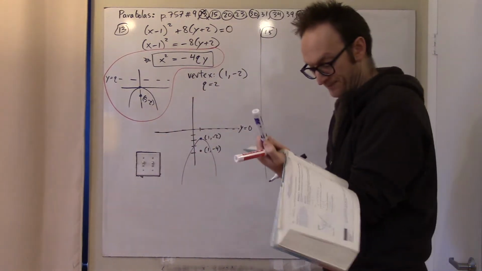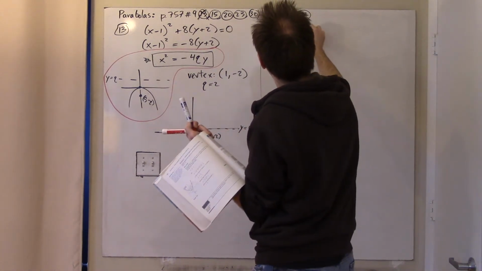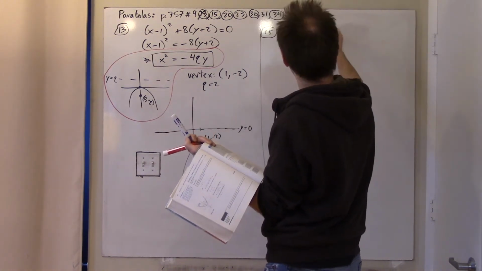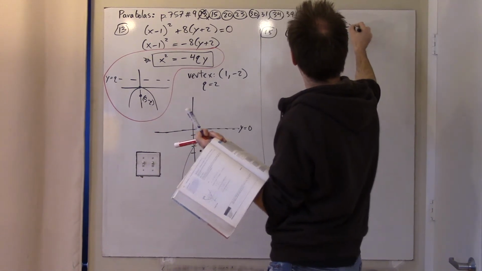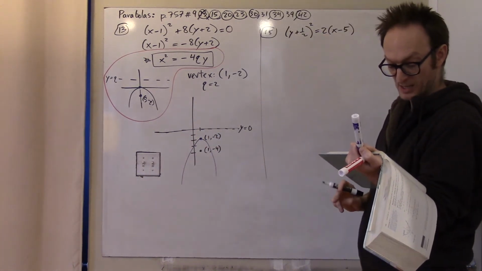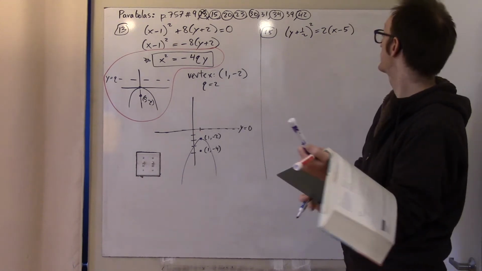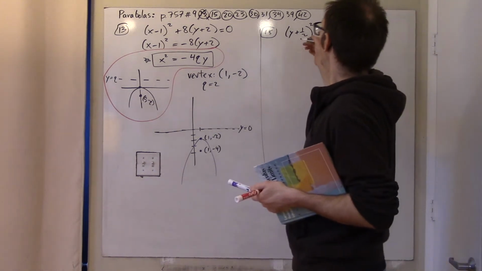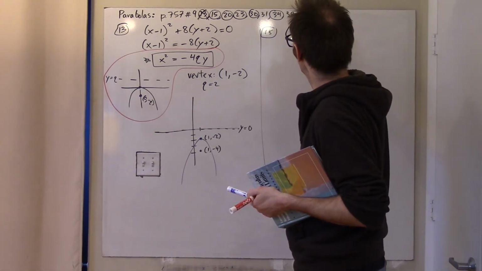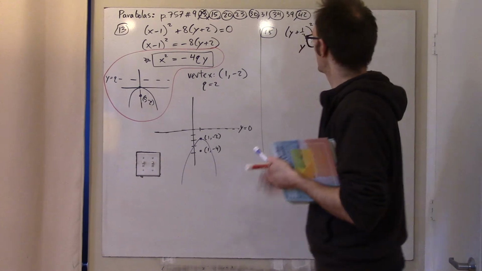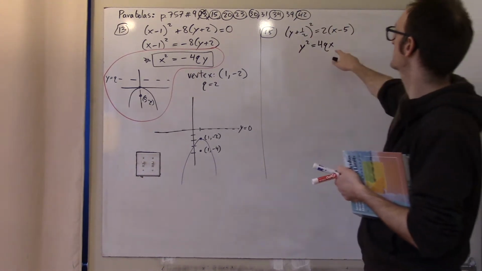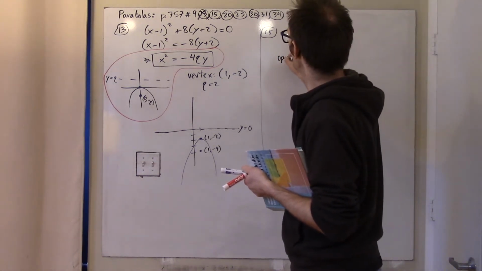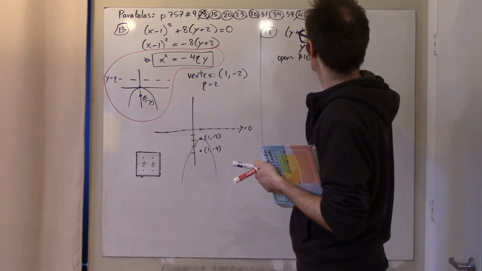Number 15. Alright, this is almost the exact same thing. (y plus a half) squared equals 2 times (x minus 5). Well, this is already in the exact form that I want it to be in, because this is going to be a y squared equals 4qx type parabola. And okay, this is kind of like an x equals parabola. In other words, it's a sideways parabola. So this opens right.